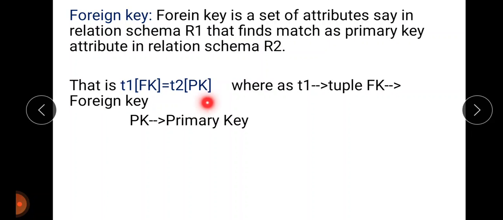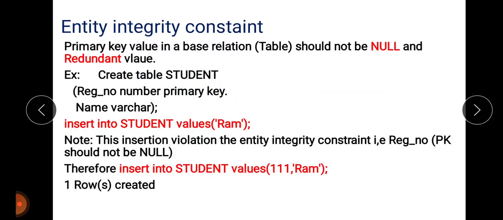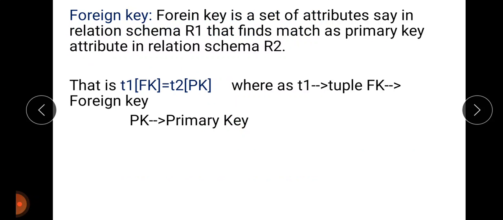Think of it this way: from one table, R1, a particular attribute which is mentioned as a foreign key refers to another table, that is R2. In R2, it takes the primary key attribute. It tries to see a matching between those two tuples.